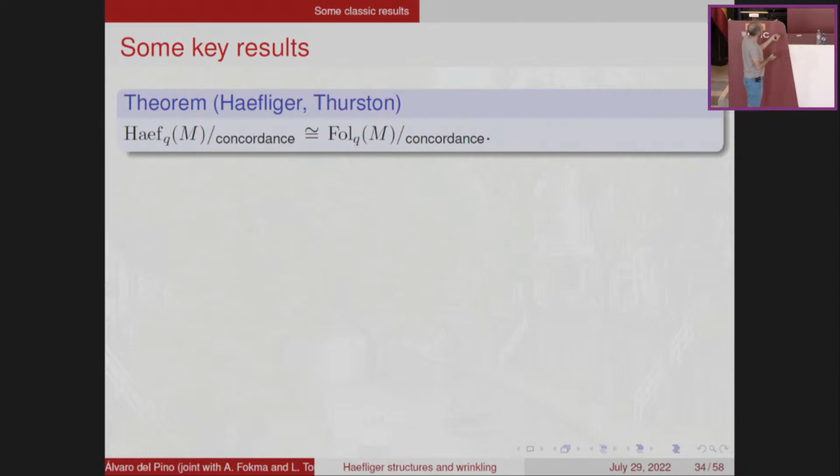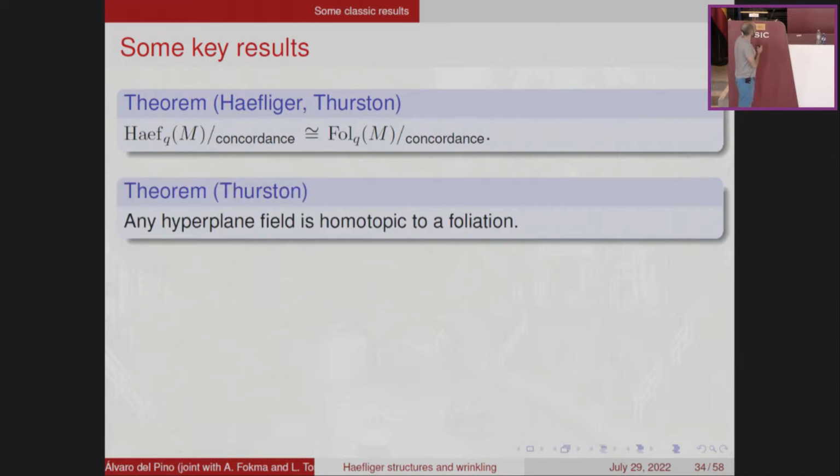So in particular, what this says is if I have a Haefliger structure, I can always regularize it. I can homotope it in some way to make it into an actual foliation. I can remove these singularities. And if I have a concordance of Haefliger structures between two foliations, I can make this a concordance of foliations. This is quite amazing because now we can really study foliations with homotopy theory.